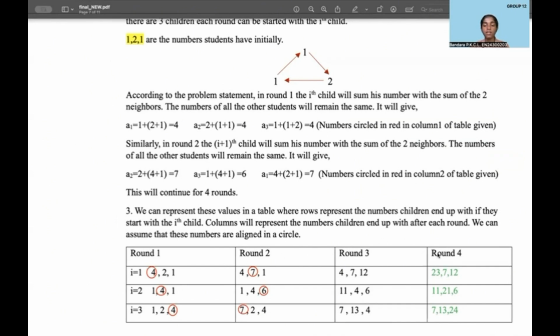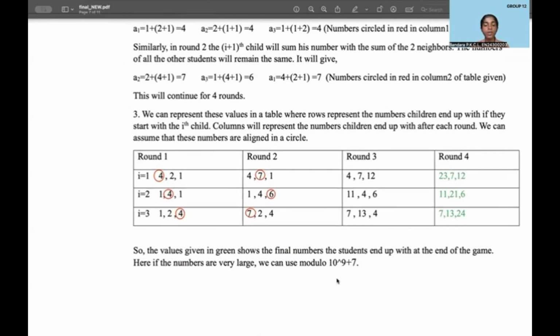And at the end of the 4 rounds, the numbers the students will have at the end of the game are shown in green color in the last column of the table. Well, if the numbers are very large, we can use modulo 10 to the power 9 plus 7 to deal with this problem easily. Well, this sums up the explanation of problem number 7.